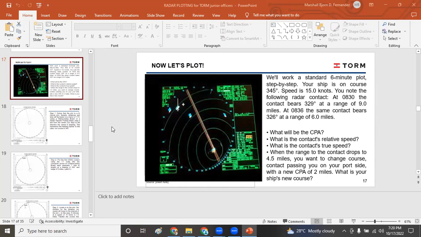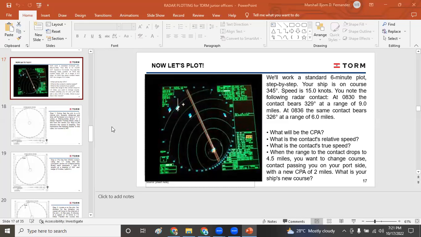Now, I want you to check it by yourselves, okay? It's a 6-minute plot, and I will show you the step-by-step guide on how it is done. It is very important for you to know, dahil online class tayo, hindi ito laboratory, meaning to say it's a lecture. Okay? So ang topic, it's the correct usage.